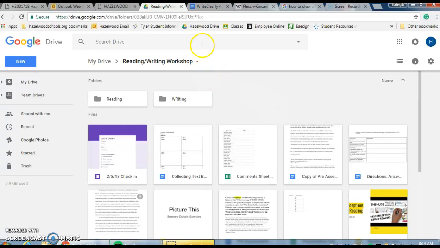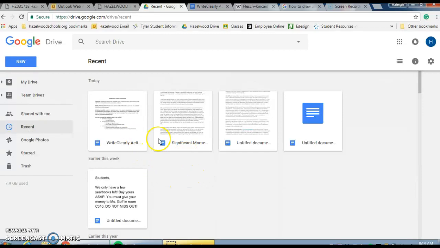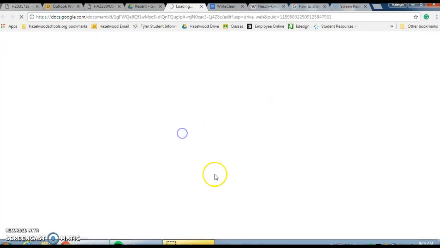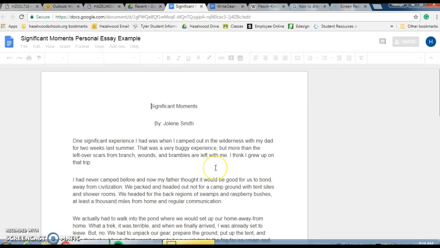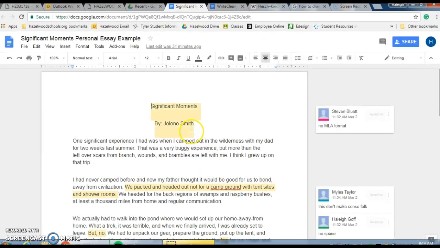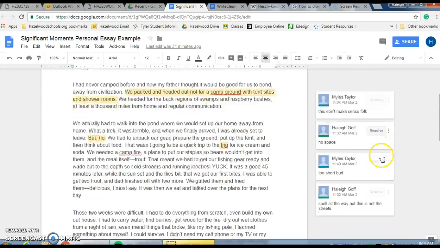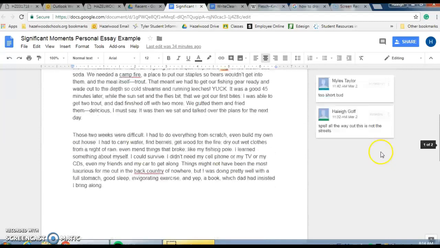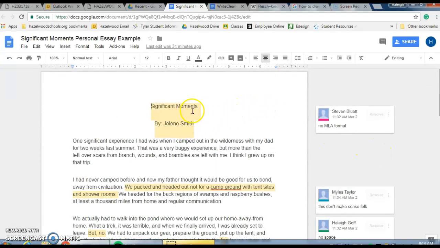So first, I'm just in Google Drive. I'm going to open an essay. We've looked at this essay before as an example. I'm going to use it in this little demonstration as well. So I've opened my essay, and you can see all the work we've done to it, all the comments we've added to it already.